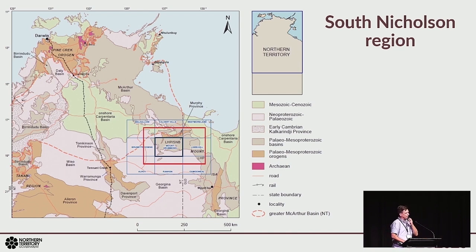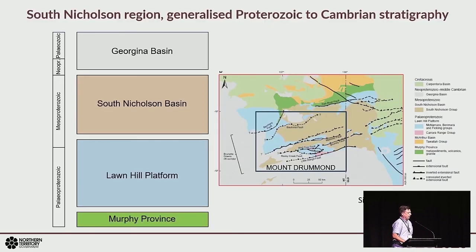Okay, so the stratigraphy of this area has been subdivided into a lot of detail, but I thought it might be most useful to discuss this in the most generalized ways. And so there's a very generalized, simple stratigraphic column on the left that shows the four major subdivisions that we can make of the stratigraphy in this area. So the oldest rocks in the area are in the Murphy province. Those are igneous and metamorphic rocks, of Paleoproterozoic age.